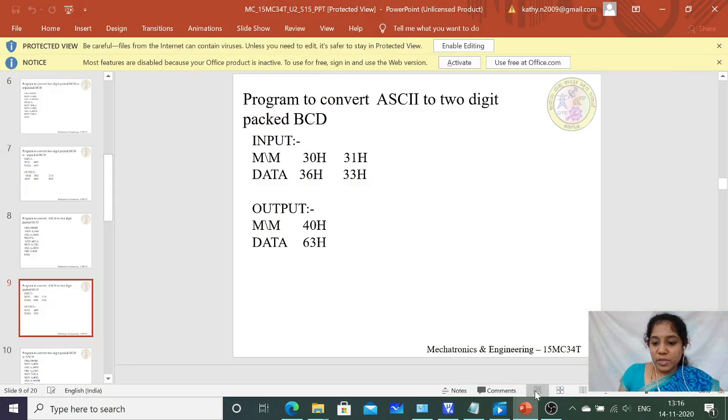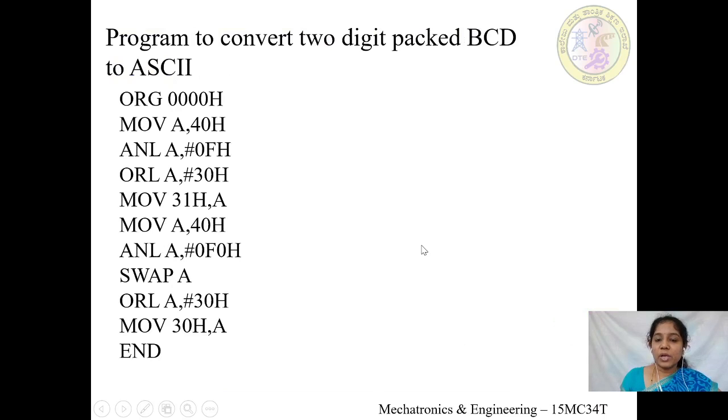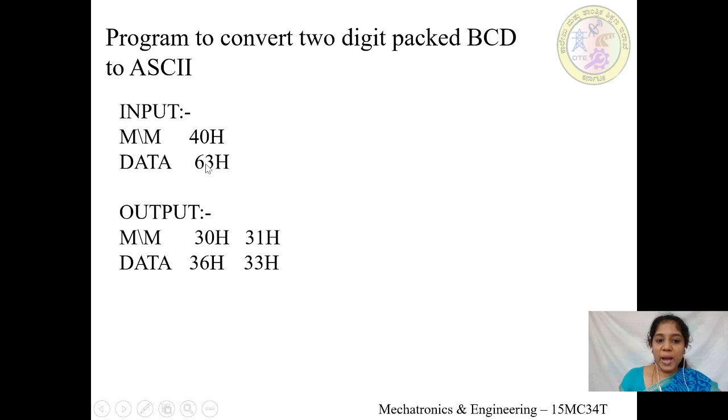Now the next program is to convert 2-digit packed BCD to ASCII. So we will be providing packed BCD and that has to be converted into ASCII. How will you do it? First you will mask, take the bits individually, and then you have to perform the OR operation with 30 and then you will get the results. The results must be stored in the destination. So you will just mask them, take the individual nibbles and then OR them with 30 and get the results.